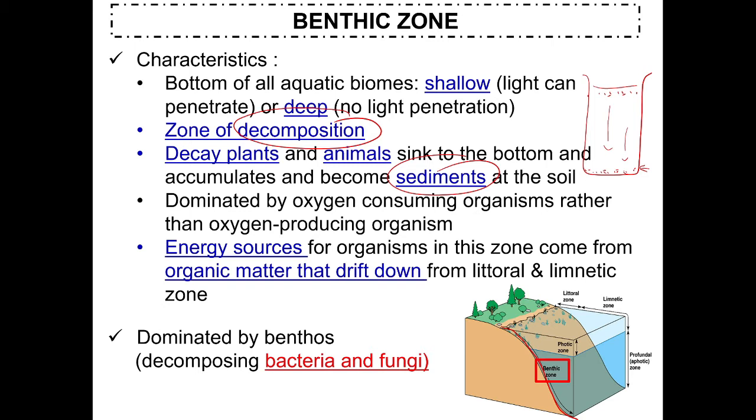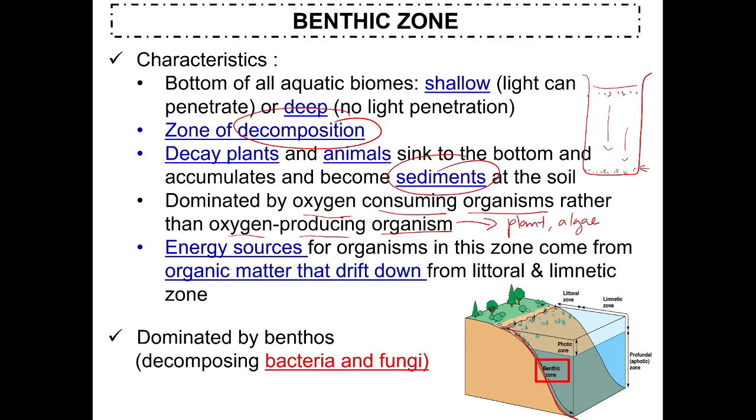The benthic zone is dominated by oxygen consuming organisms rather than oxygen producing organisms. So oxygen producing organisms, kita tahu dia adalah plants and also algae, all those photosynthetic organisms. And oxygen consuming are the animals, the protozoa, semua yang menggunakan oksigen.